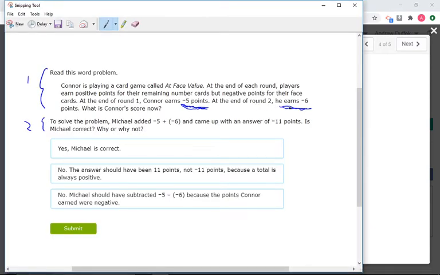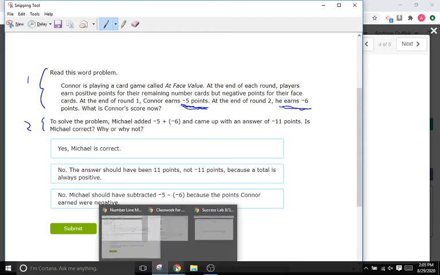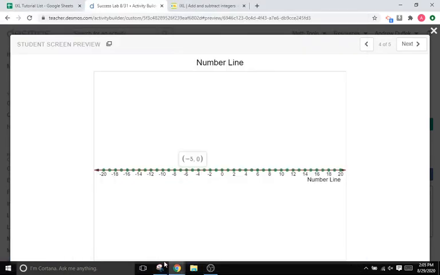At the end of round 2, he earns -6 points. So he's going to earn a value of -6, meaning we're going to go in the negative, or the left side of our number line, 6 places. So we'll go back to our number line here, and from -5, we'll go 6 in the negative direction. So 1, 2, 3, 4, 5, and 6. So it looks like he's going to end up with -11 points.